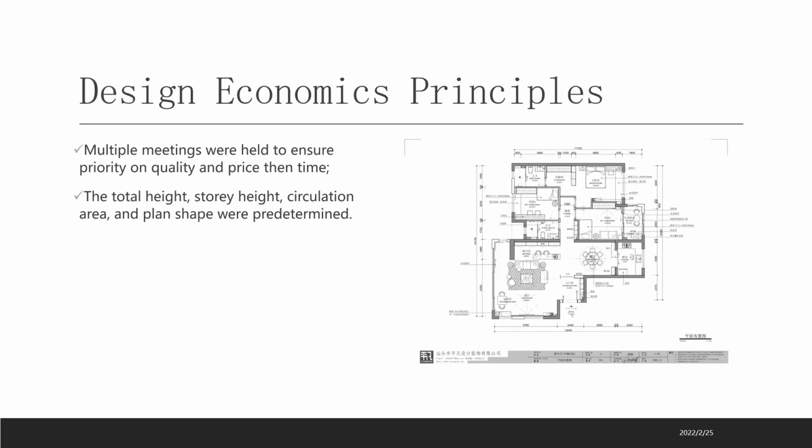We have held many meetings between all parties and come up with ideas, and the designers tried their best to fulfill our expectations after many amendments. With that said, there are still compromises and mistakes being made during the project progression. The predetermined total height, story height, circulation area, and plan shape bring a lot of constraints to establishing the most cost-effective design solution.